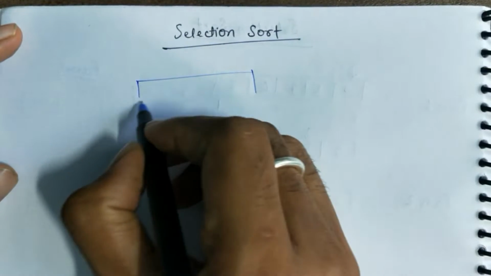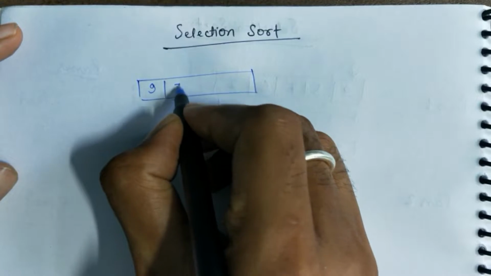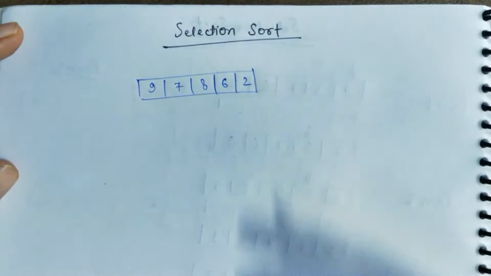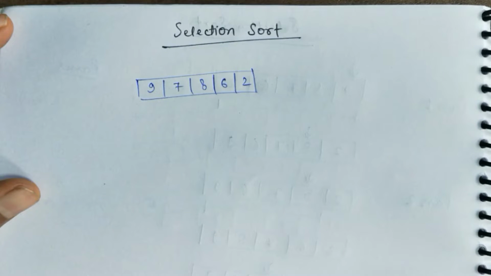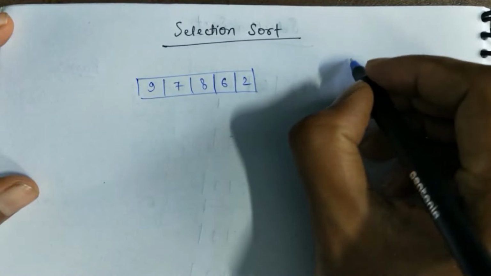Suppose this is the array given to us for sorting. It's containing 9, 7, 8, 6, 2. So we have to sort it in ascending order using selection sort. Selection sort consists of passes. There are several passes involved in selection sort, and in each pass a minimum element is selected and placed at its right position.